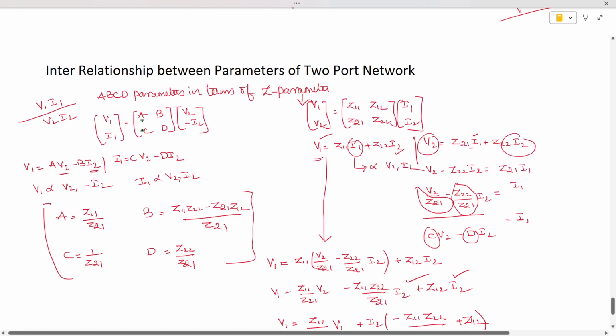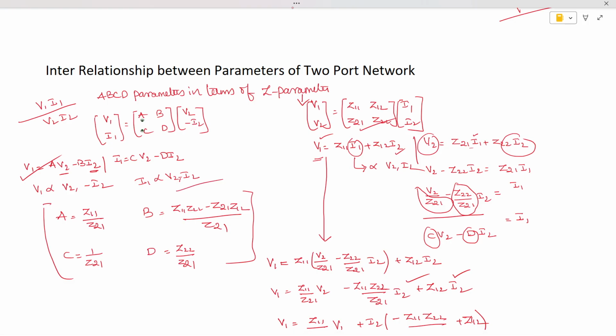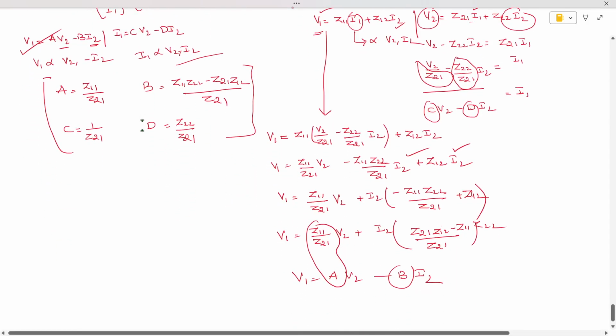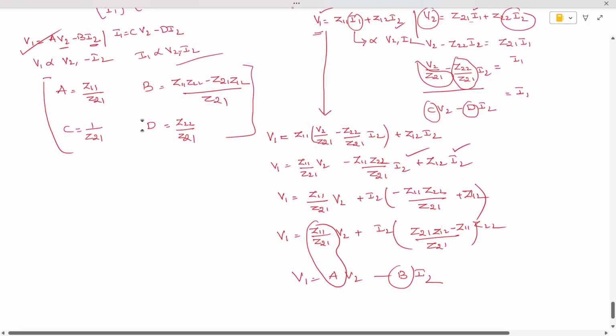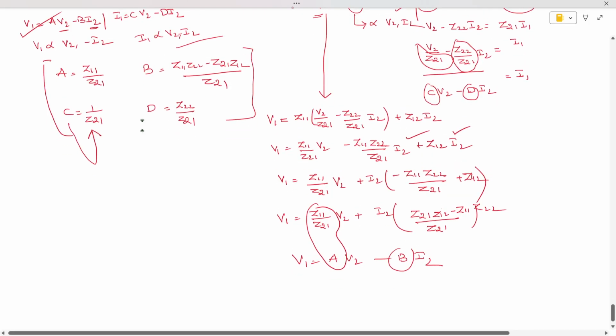Very simple. First write down the ABCD parameters, write down the Z parameters, and identify which equation is in terms of V2 and I2. Form it in the standard format of V2 and I2, compare with the standard expression, substitute this value here and compare with the standard expression. Therefore, we successfully transformed ABCD parameters in terms of Z parameters.